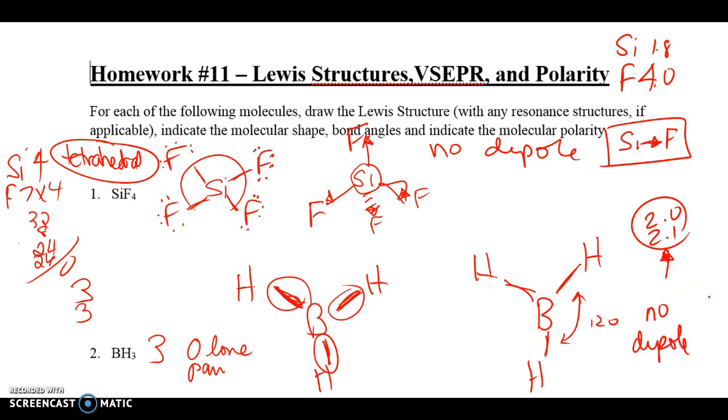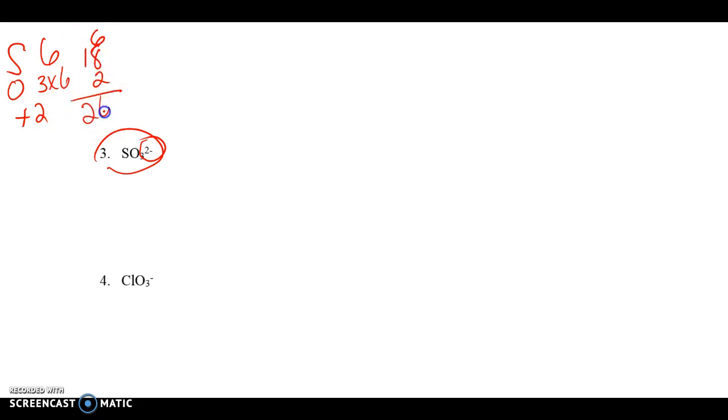All right? Now, let's look at some ions here. Let's look at this one. So I will look at valence electrons. Sulfur has 6. Oxygen each has 6. What do I do with this 2-? Well, that means this ion gained 2 electrons, didn't it? So I have 6, 18, and 2 for 26. Let's lay this out. Sulfur, oxygen, oxygen, oxygen. All right. So I just used 6 of these to bond those together. I have 20 left.